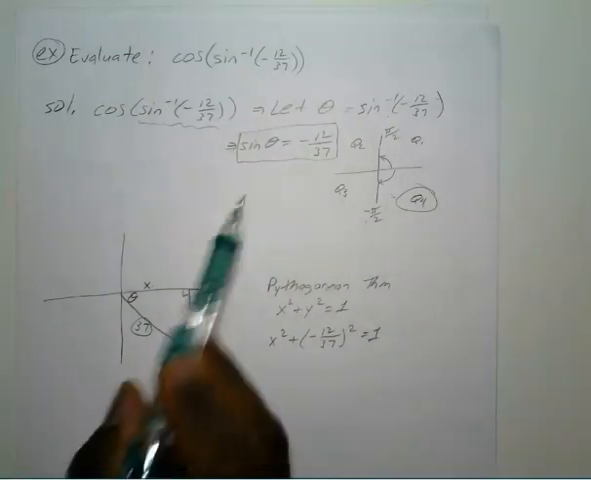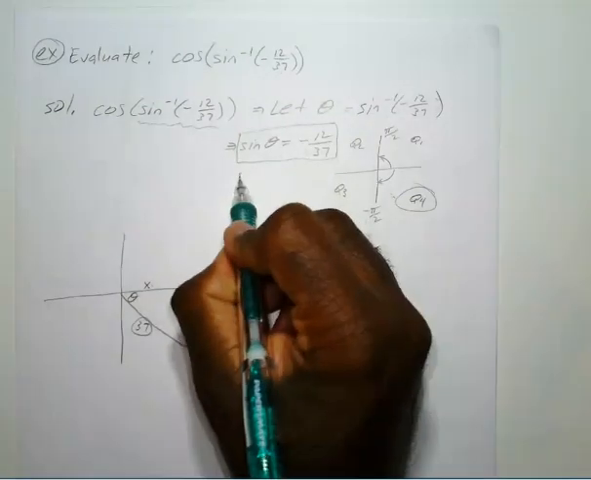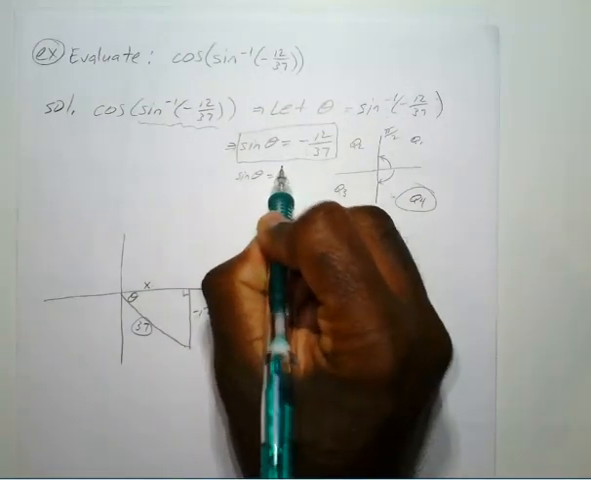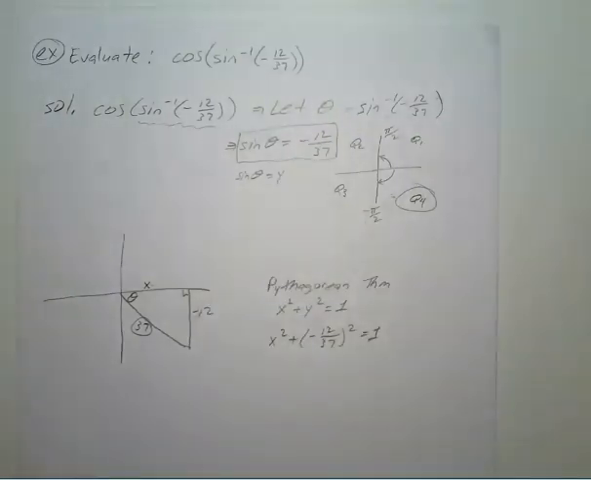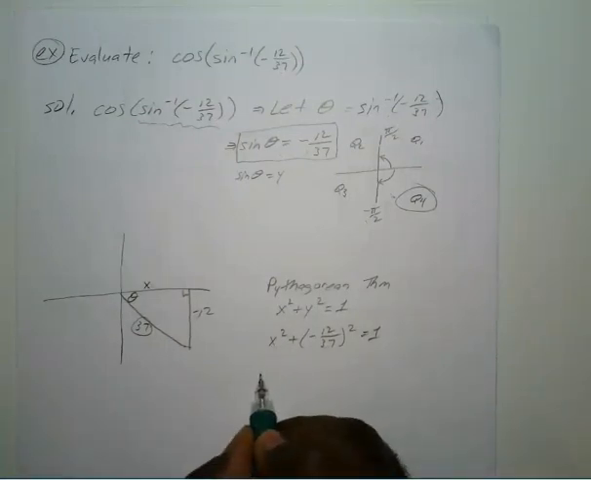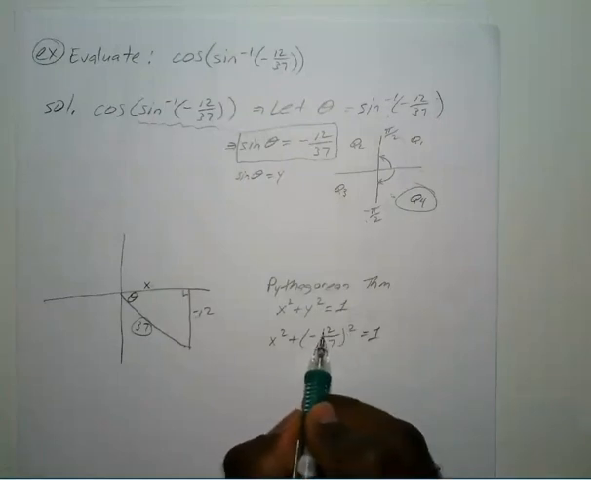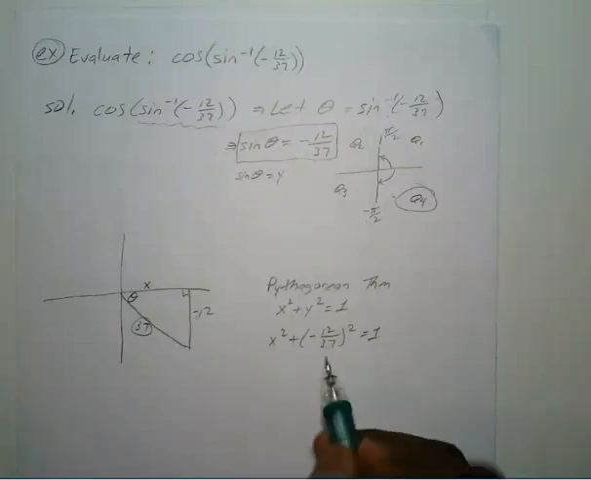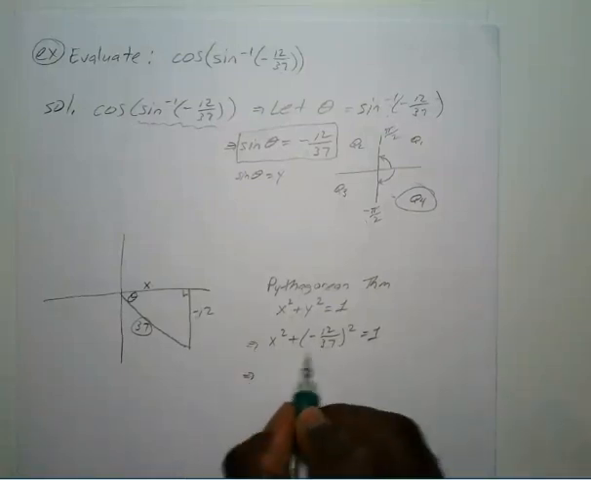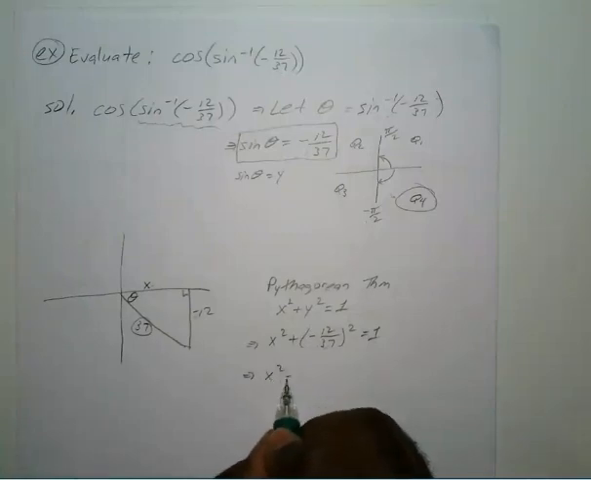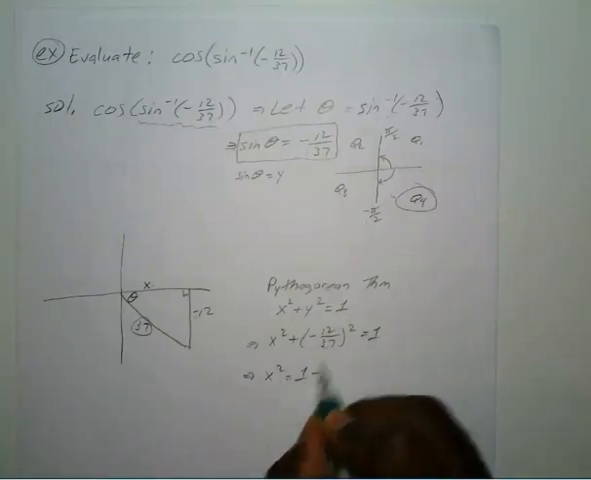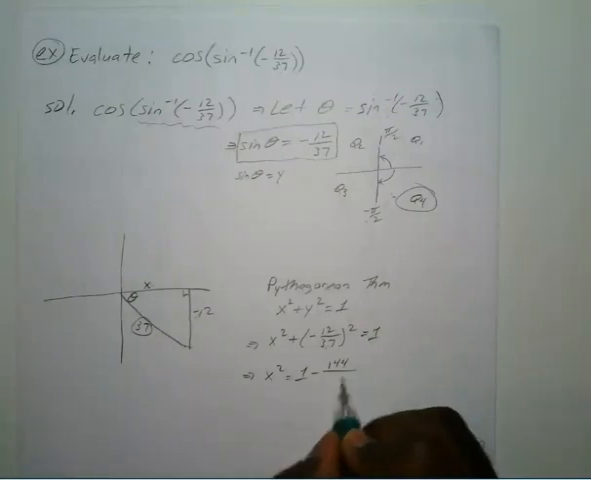Okay, and if you remember on a unit circle, sine of theta is equal to y over the radius, and the radius is 1, so it's just equal to y. So we replace that with our y squared. Okay, so if we square this, we get positive 144 over 1,369 for our 37 squared. So if we subtract that from both sides, we get x squared equals 1 minus our 12 squared, which is 144, over 1,369.